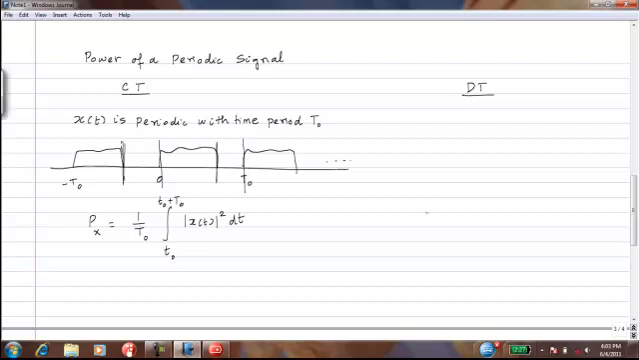In the same way, the power associated with a discrete time signal can be thought of as 1 over N naught times the summation over any n naught to n naught plus N naught minus 1 of magnitude of x of n, whole squared. And notice that n naught to n naught plus N naught minus 1 is what constitutes N naught values, right?